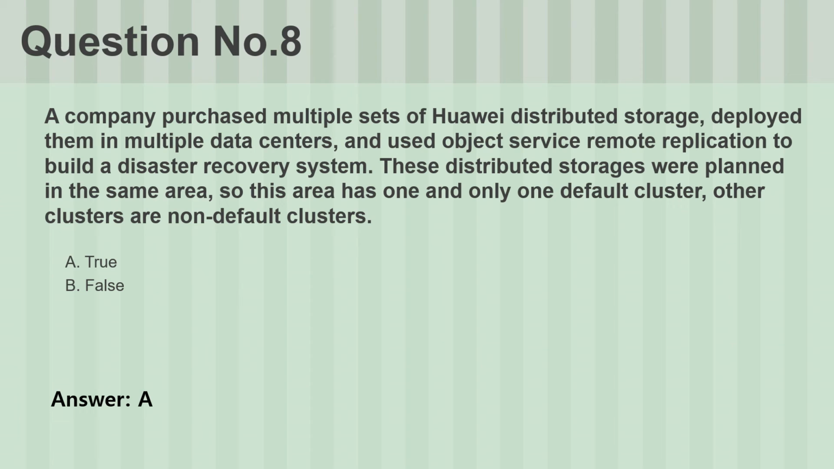Question number 8. A company purchased multiple sets of Huawei distributed storage, deployed them in multiple data centers, and used object service remote replication to build a disaster recovery system. These distributed storages were planned in the same area, so this area has one and only one default cluster. Other clusters are non-default clusters. A. True. B. False. Answer: A.